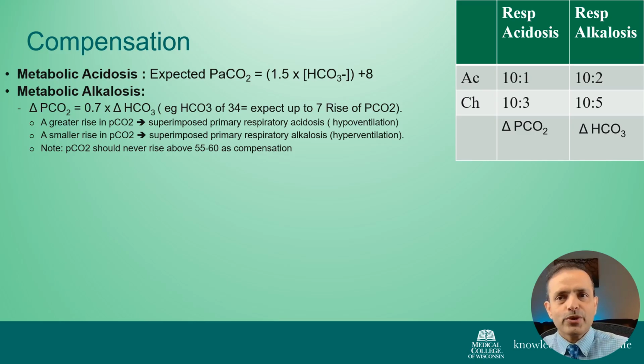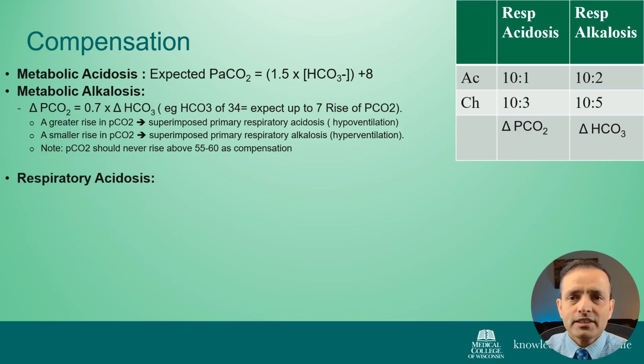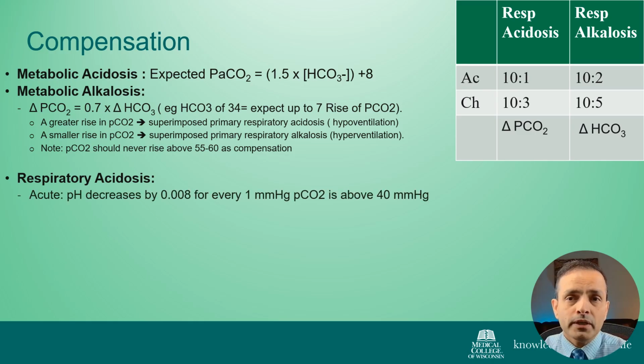So remember, PCO2 should never rise above 55 to 60. It's not possible. Then let's talk a little bit about respiratory acidosis, and we're going to apply all this principle in the third part. So in acute, the pH decreases by 0.008 for every 1 millimeter of mercury rise in PCO2 above 40. So for example, if somebody has a PCO2 of 50, so how much more?